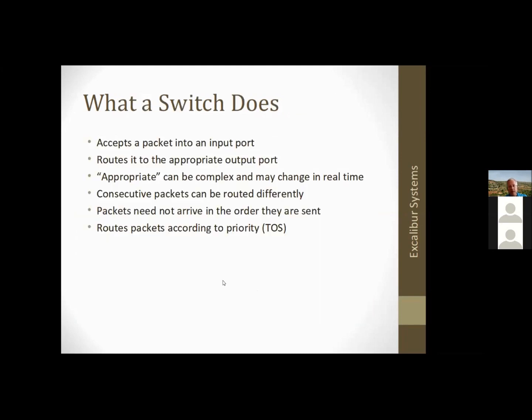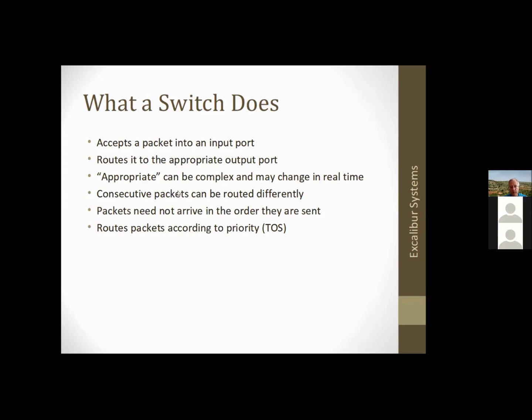Okay, so getting back to the switch, a switch has input ports and output ports, right? The data comes in through the input, goes out to the output, except it doesn't have one of each. It can have many of each. So the switch takes a packet from any of its input ports, and then it has to figure out which output port to send it to. And I write here, it routes it to the appropriate output port.